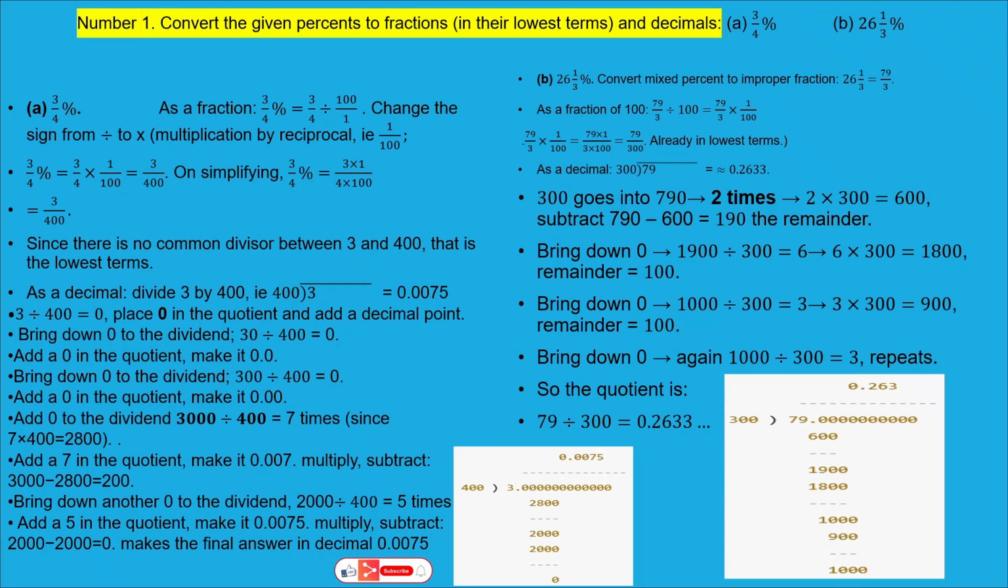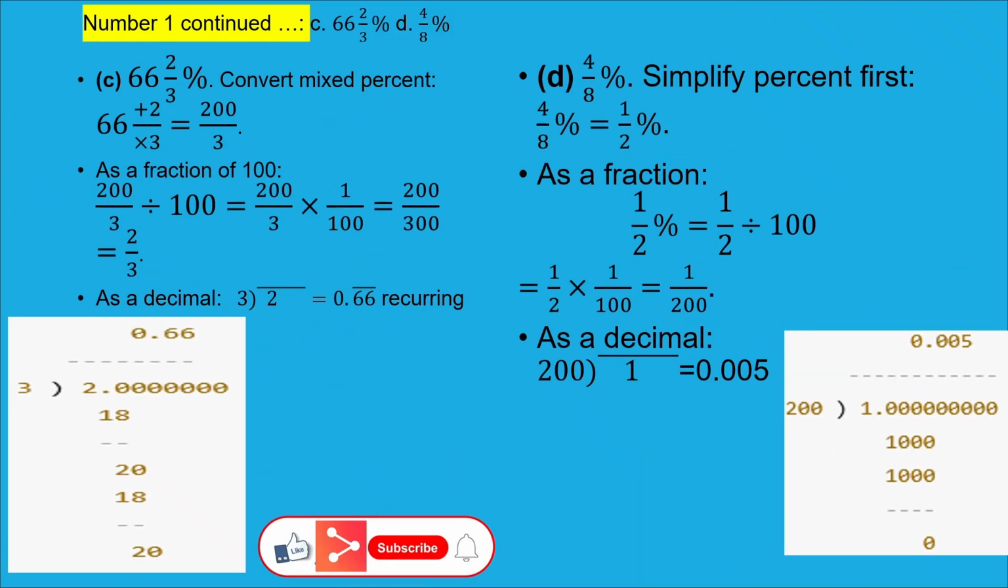As a decimal, you divide 79 by 300 using long division, and you get approximately 0.2633 using the previous steps, and it's shown in the corresponding picture there for long division. C, 66 2/3%. First change to an improper fraction. 3 times 66 plus 2 gives 200/3.